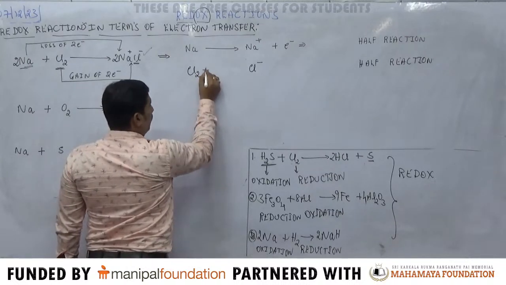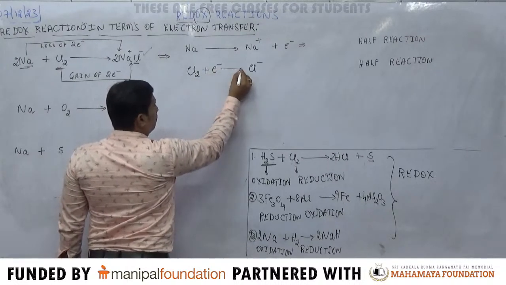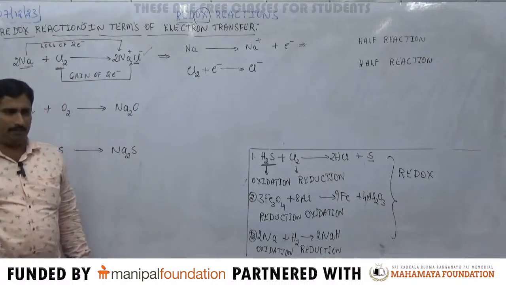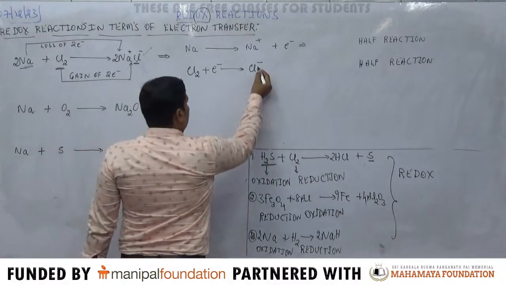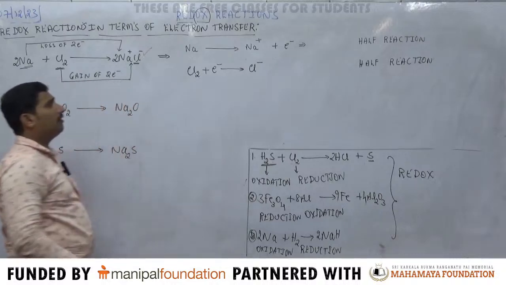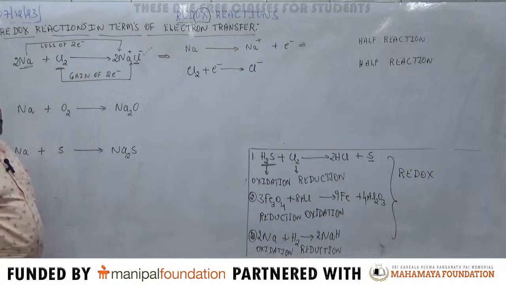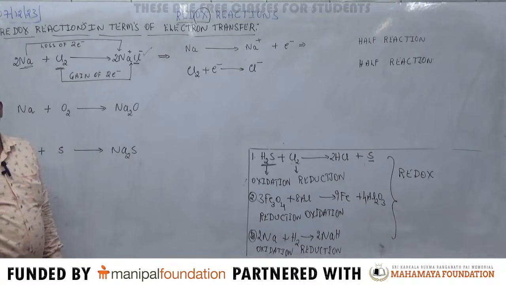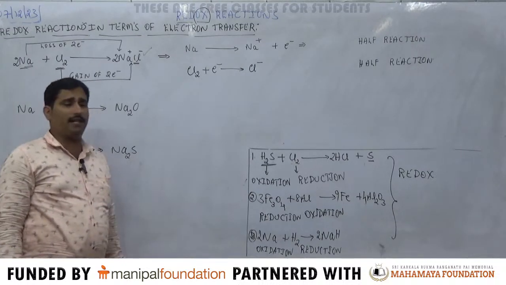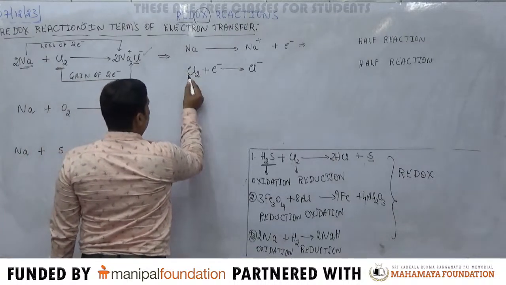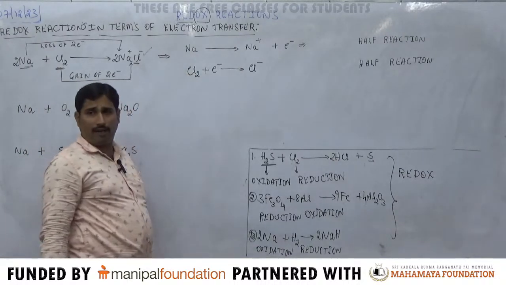So what can we do here? I can write plus e, which means an electron can be added. So that Cl minus. Whether the first equation is balanced, yes or no? Yes. Whether the second equation is balanced, not balanced. Let me balance the second equation. Here there are 2 chlorines on the left hand side.